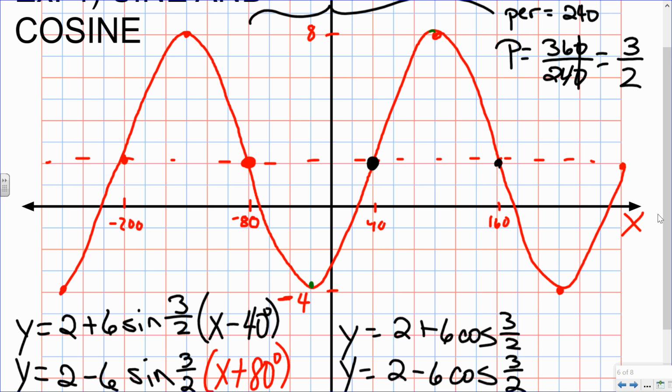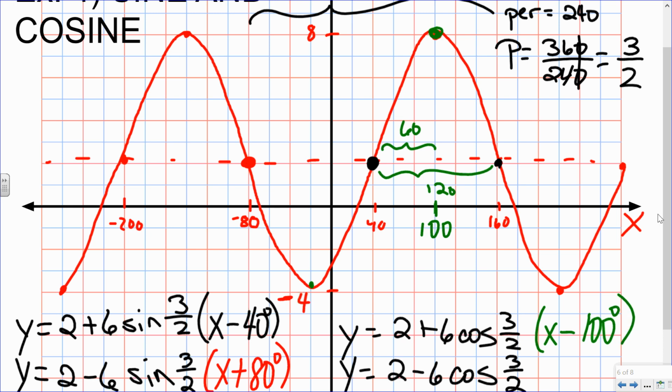For the plus cosine, what kind of point do I need? Max. I need a max, and I believe this one's closer than the one on the left. But I'm going to have to figure out how many degrees. So I know that my period is 240. So I know this much is 120. And so half of that is going to be 60. So how many degrees will I have for that max? And so x minus that positive 100 looks like this.